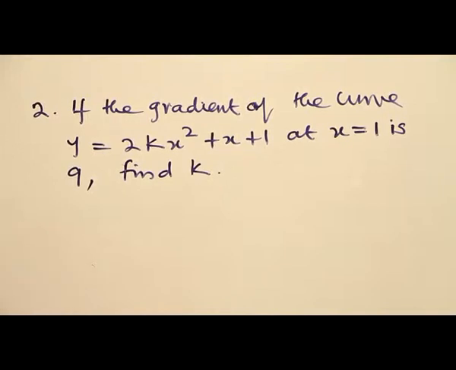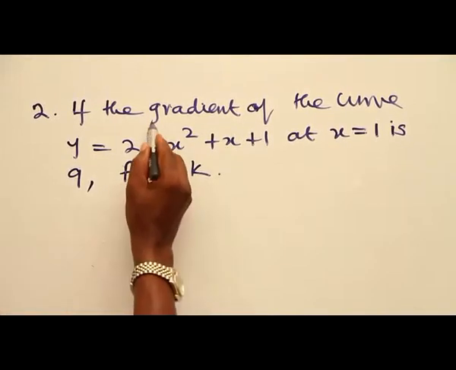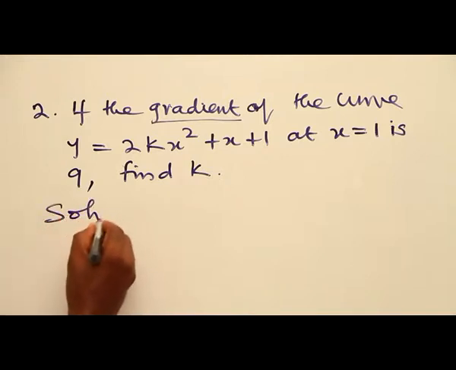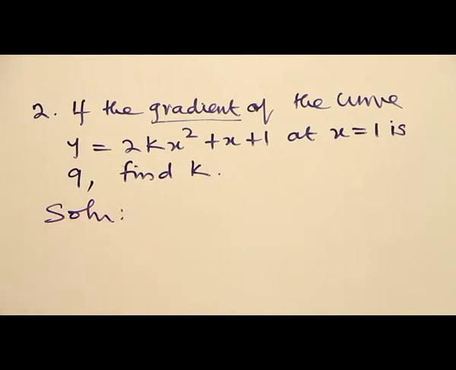Example number 2. If the gradient of the curve y equal to 2kx squared plus x plus 1 at x equal to 1 is 9, find k. Okay, solution. Observe here that you are given the gradient and you are also given a function, and there is a constant there, k, you are asked to find. The process remains the same.